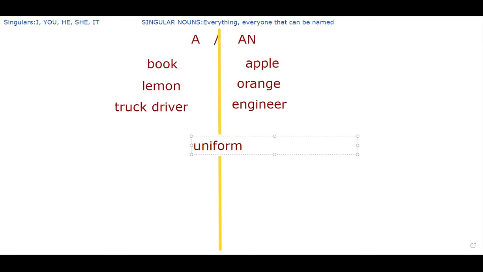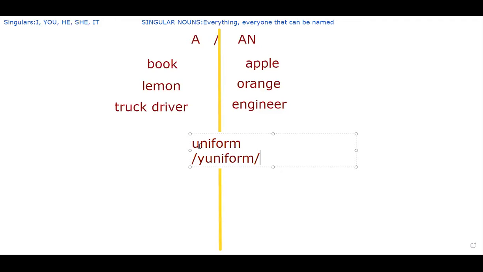Uniform. An uniform. Okay. Escuchen cómo se pronuncia. Uniform. No, uniform. You. So the pronunciation of uniform at the beginning is like this. Uniform. You. No es you. Listen, listen. Uniform. It's not you.